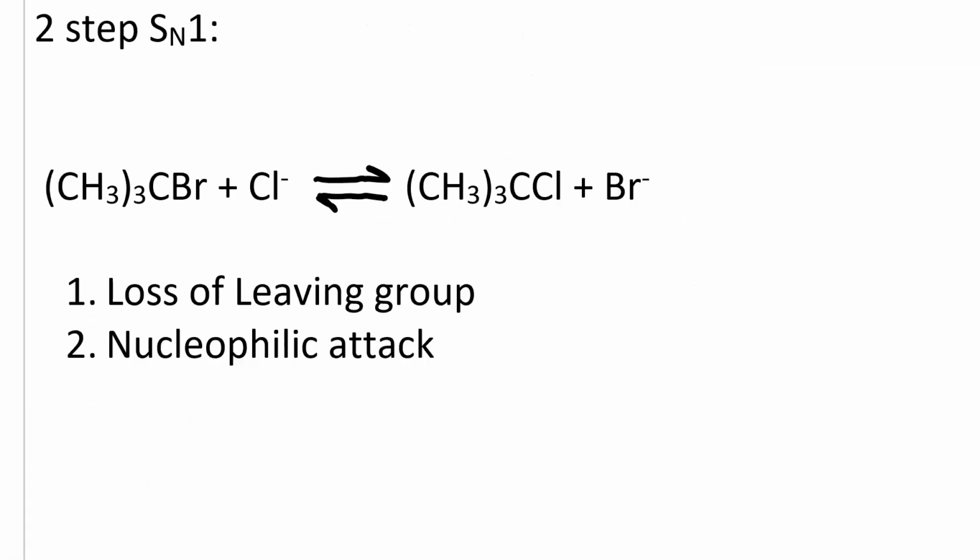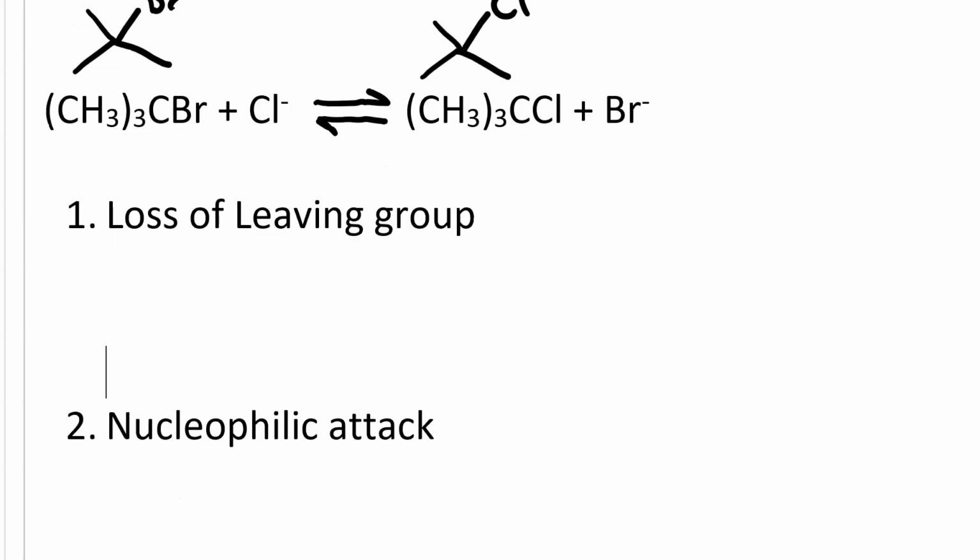On the reactant side, we have 2-bromo-2-methylpropane and chloride ion. On the product side, we have 2-chloro-2-methylpropane and bromide ion. So what's happening in this reaction is the chloride is replacing the bromide. But this reaction happens by two steps.